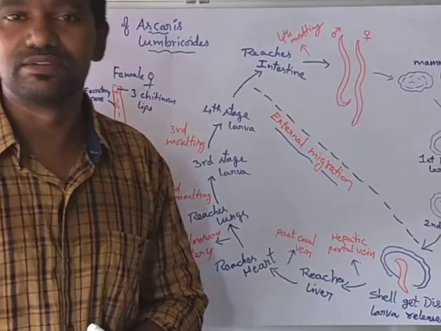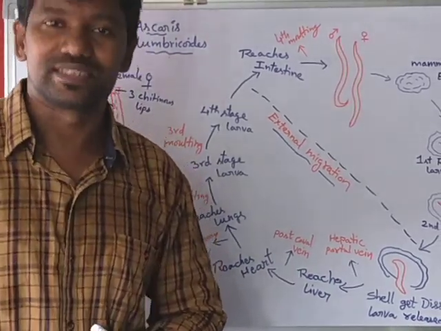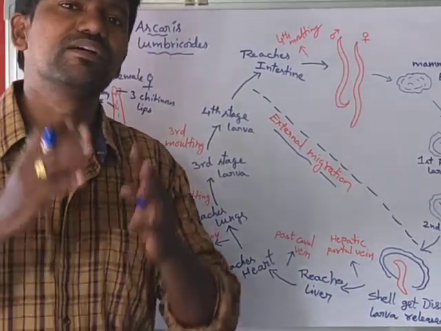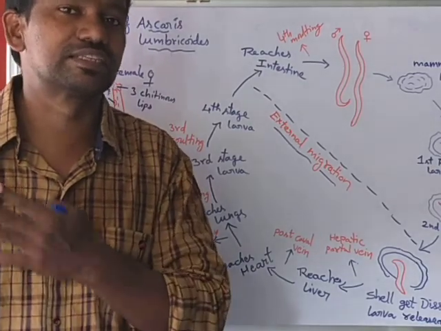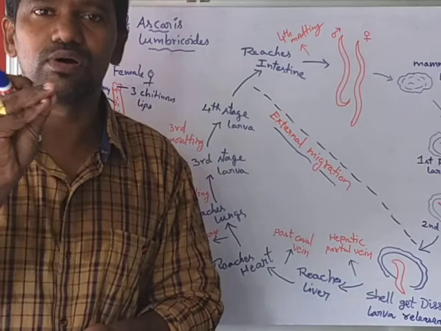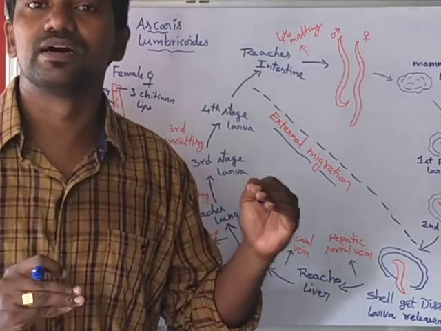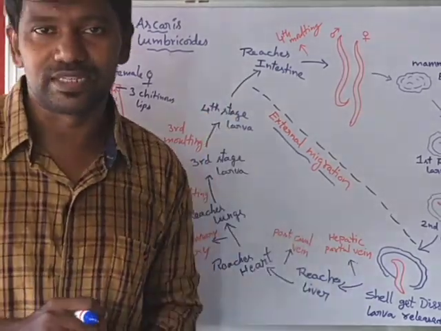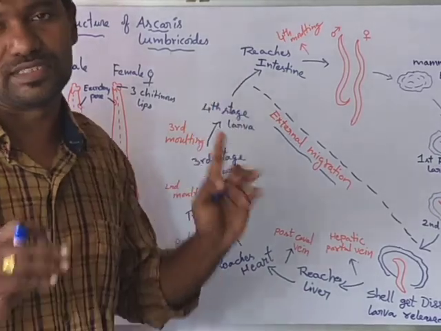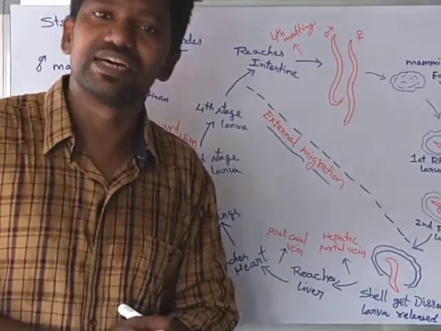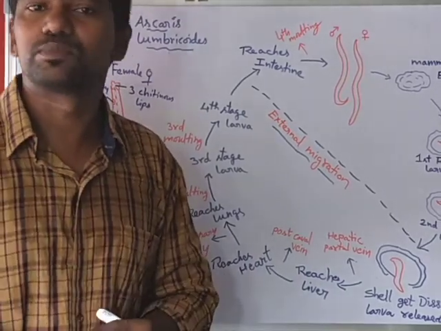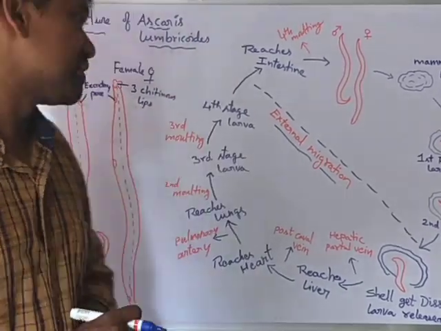So Ascaris lives in our small intestine. Many of the parasites are diagenetic parasites, which complete their life cycle in two hosts. But few parasites are monogenetic, for example, Ascaris. First we will learn the structure of Ascaris, then later we will discuss the life cycle.